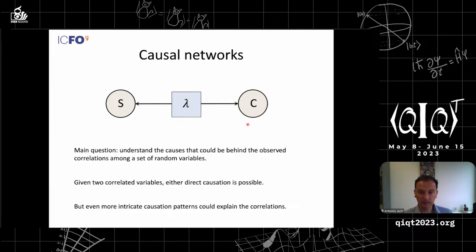So this is the language of causal networks. You have some observed variables that I'm going to represent with these circles. And then you put arrows and potentially also some hidden variables in the language to explain the correlations that you see in the experiment.